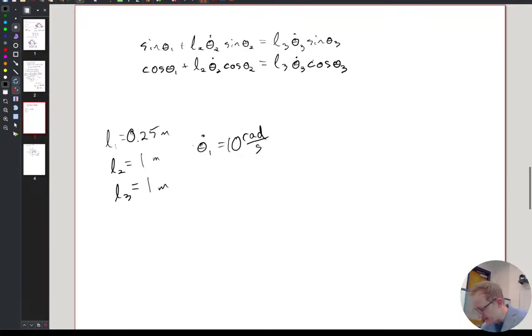Yeah, I was just going to say L1 theta 1 dot is 2.5 meters per second, so I just wanted to plug that one in. Oh, I see. Like that. I just wanted to plug in some known values this way. Make sense?